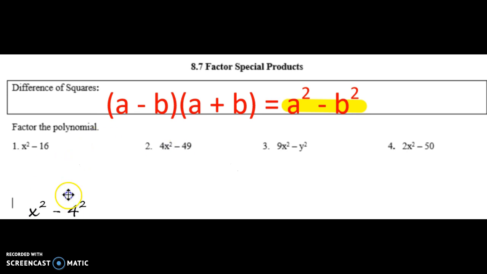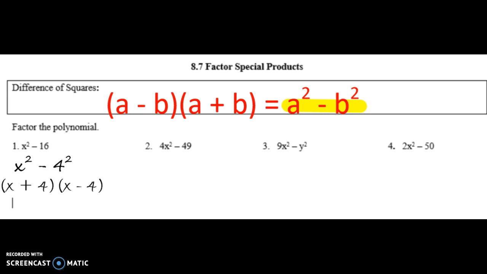So what that really means is x squared minus 4 squared, because we know that 16 is a perfect square. Some of you still don't know those. You need to have those memorized for sure. Okay, so if I have x squared and 4 squared, I just have to do a difference of squares, which means I'm going to do x plus 4 and x minus 4. Again, order doesn't matter on those. You can go back and forth.